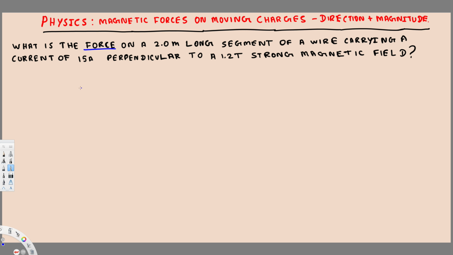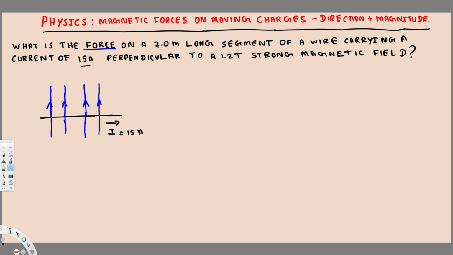So first of all, let's draw a diagram for this one. Let's draw the magnetic field perpendicular. So if we have magnetic field going in this direction, we are going to have current going perpendicular to this. So perpendicular to this, a wire goes through this and the current is given by 15 ampere. So I is equal to 15 ampere.